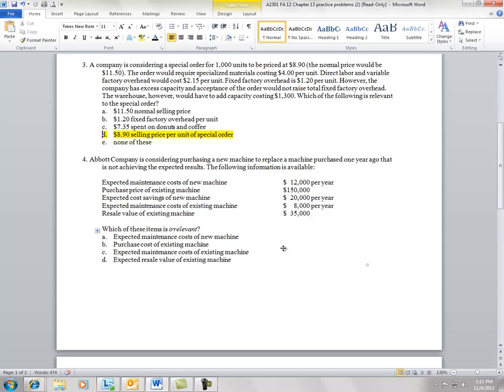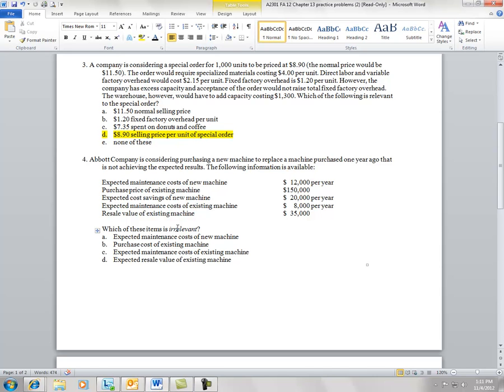Taking a look at number 4 here, Abbott Company is considering purchasing a new machine to replace a machine that was purchased 1 year ago. It's not achieving the expected results, which is unfortunate. Pretty young machine there, 1 year. Hopefully they would want that to last a little bit longer.